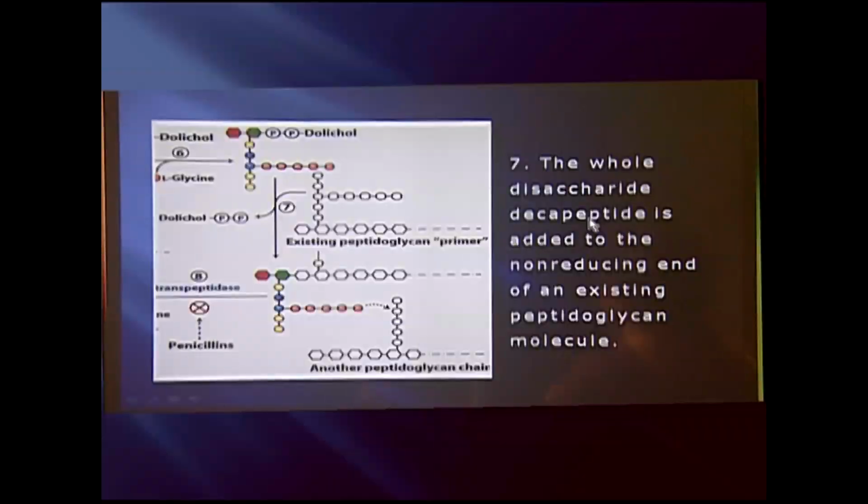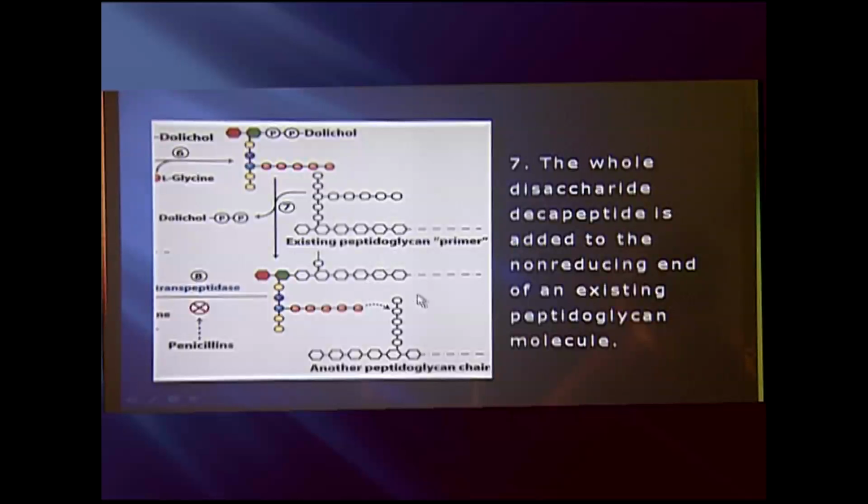Okay, so after this the whole disaccharide decapeptide is formed. Why do we call it decapeptide? Because now we have 5 amino acids over here and 5 amino acids over here. So 5 and 5 makes a 10 amino acid peptide, and therefore we call it a decapeptide. Now this decapeptide is added to the non-reducing end of the existing peptidoglycan molecule. Here you can see that it is added to another decapeptide at the opposite end. So the existing peptidoglycan, which is called the primer, has to be added to it.